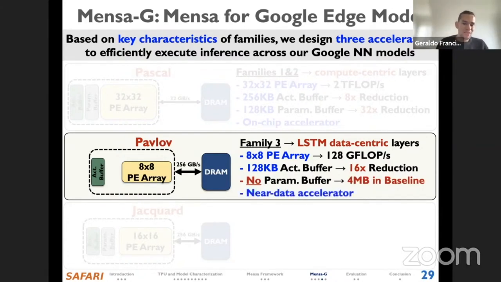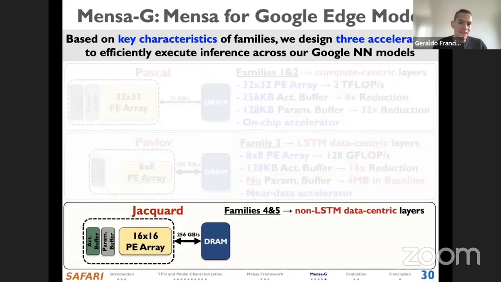We decided to place Pavlov inside the memory, so it's a processing-near-memory accelerator, to accommodate the large off-chip memory bandwidth requirements of family 3 layers. Here we are using a 3D stack organization for memory, similar to an HBM or HMC design. So you're just taking Pavlov and placing it in the logic layer of such a 3D-stacked memory.